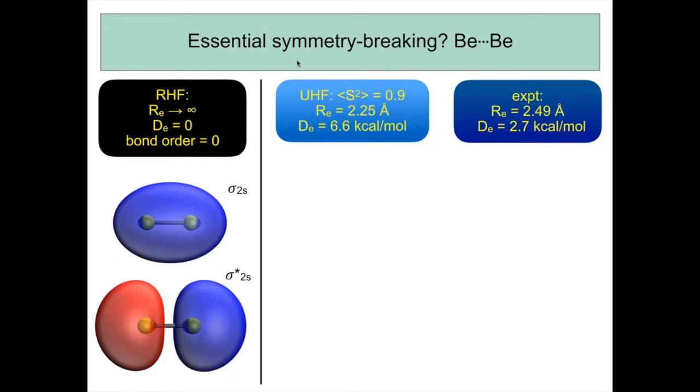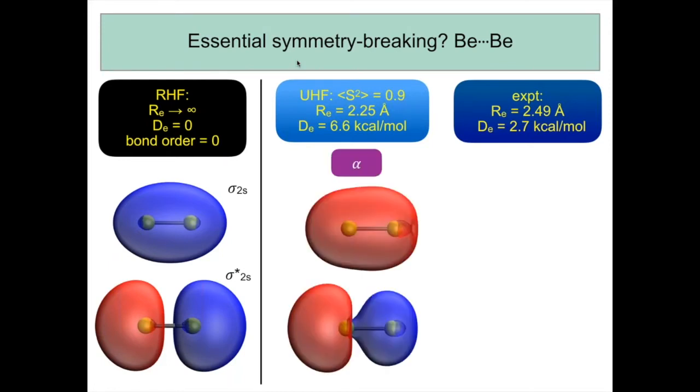That's almost the average between a singlet 0 and a triplet 2, and an equilibrium bond distance that is actually in quite good agreement with experiment, a little too short, and a binding energy that is in quite good agreement with experiment, a little too strong. And the orbitals are interesting.